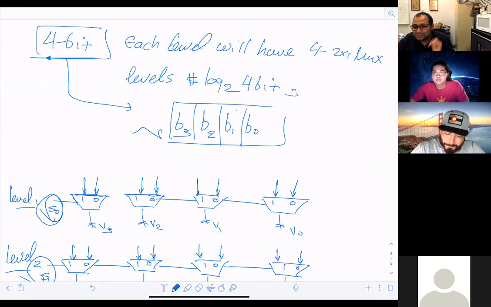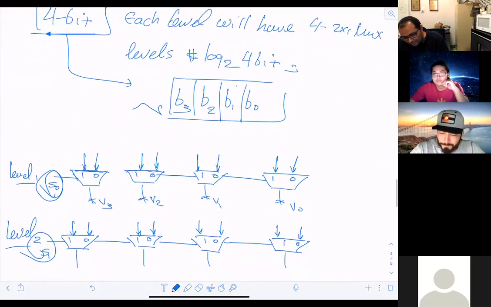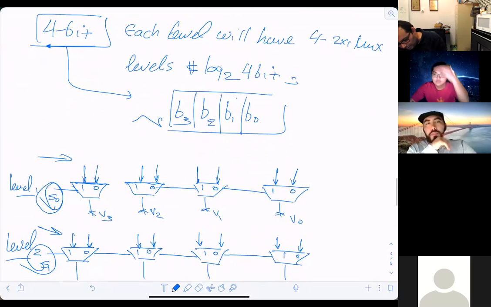Anyway, back to this. Now I will just say that this guy will be the B3, and this input will be V's. But let's see how it works, right? One level is the lower, one level is the higher, right? So the distance is 1. We said distance is what? 1. Let's do it. What does it mean?